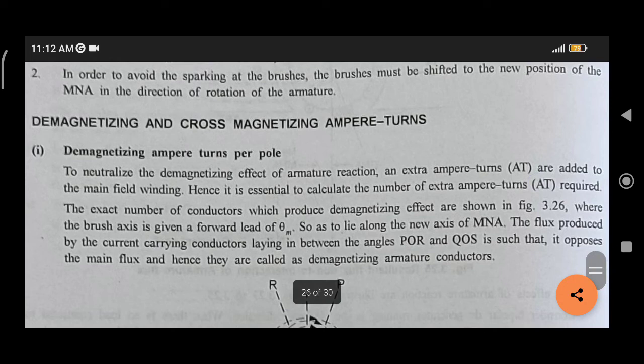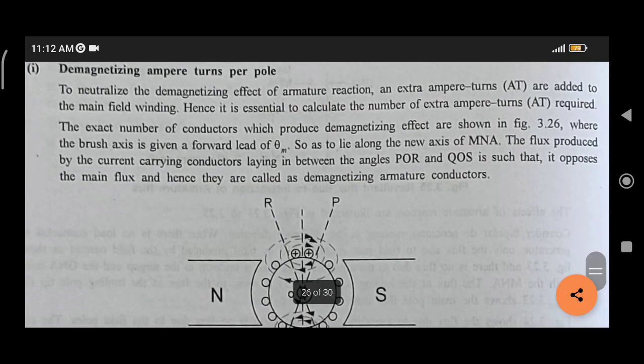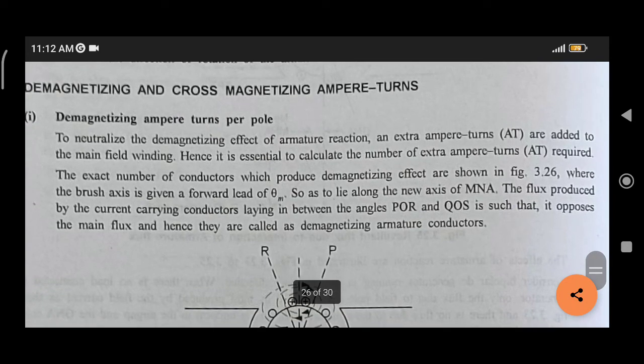Now demagnetizing and cross magnetizing ampere turns. First, demagnetizing ampere turns per pole. To neutralize the demagnetizing effect of armature reaction, extra ampere turns are required. They will be added to the main field, hence it is essential to calculate the number of extra ampere turns. The exact number of conductors which produce the demagnetizing effect are shown in the figure.